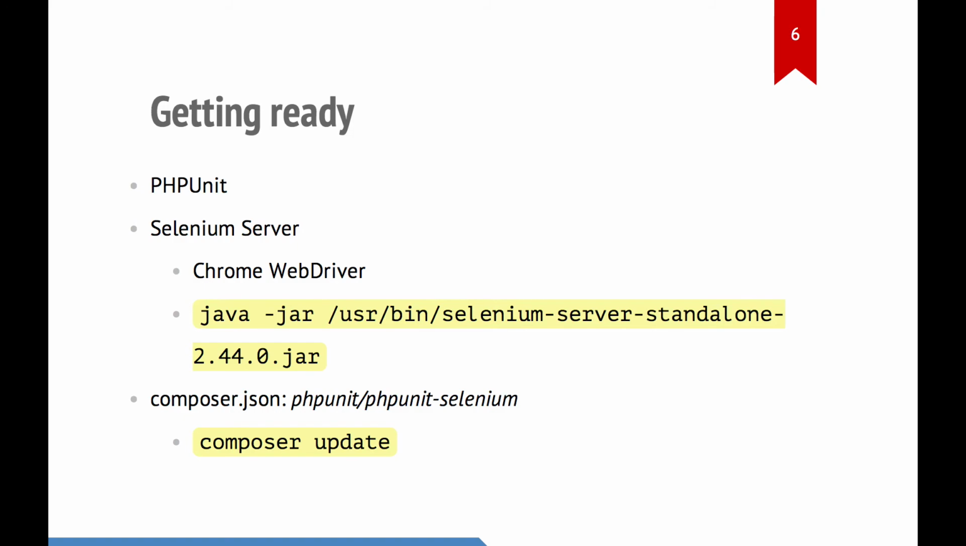which is just a Java app. And in this case, since we're using the Chrome WebDriver, I'm going to download the Chrome WebDriver and set that up as well. And the last thing you need is to make sure that you have all the dependencies set up. So of course your dependency is PHPUnit, but also the PHPUnit Selenium library. So we're actually going to use some functionality that's built right into PHPUnit.